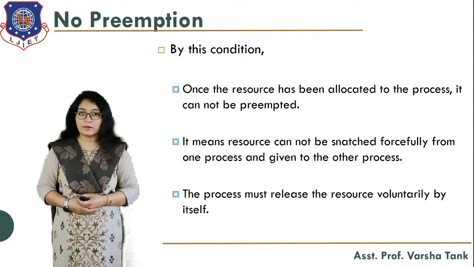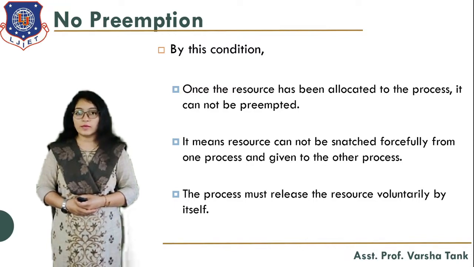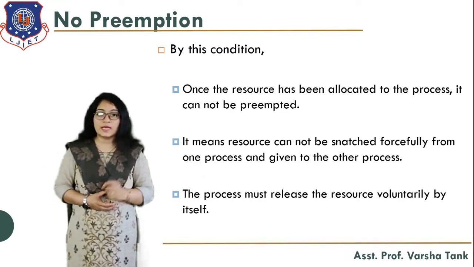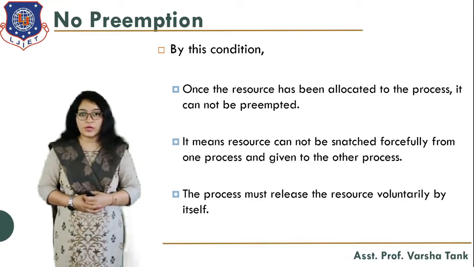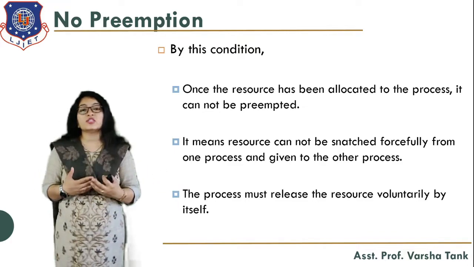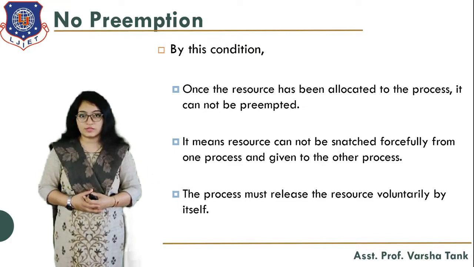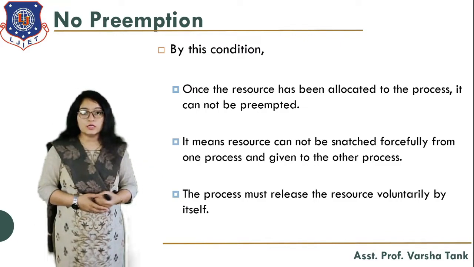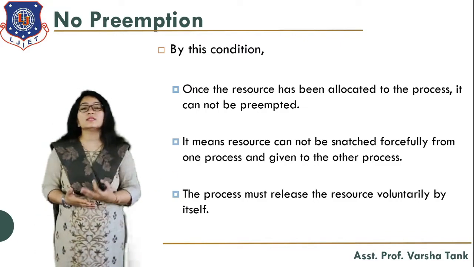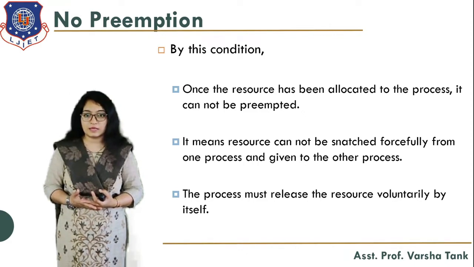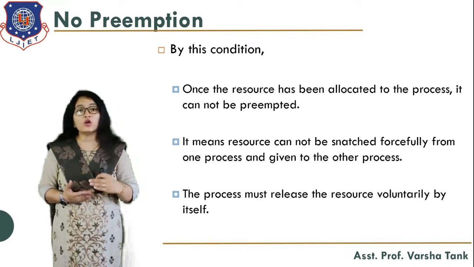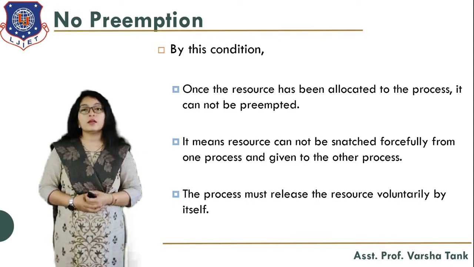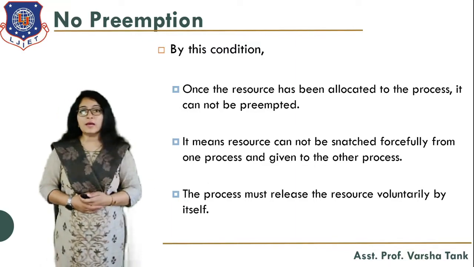Then next is no preemption. What is the meaning of no preemption? Once a resource has been allocated to a process, it cannot be preempted. It means the resource cannot be snatched forcefully from the process and we cannot give that resource to other processes. The process must release the resource voluntarily by itself. Until and unless the process releases the resource, we cannot allocate that resource to any other process. So that is no preemption.